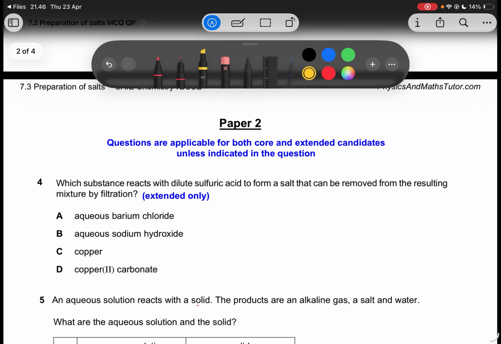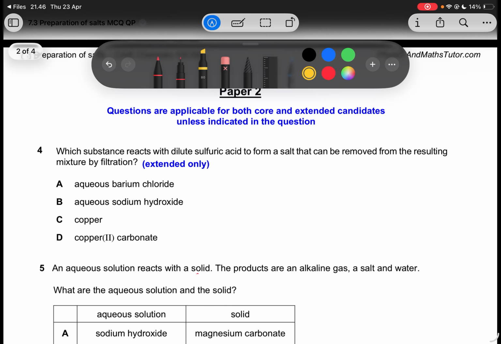Next, paper 2. Questions are applicable for both core and extended candidates unless indicated in the question. So when you see extended only, it means it's only applicable for extended candidates.